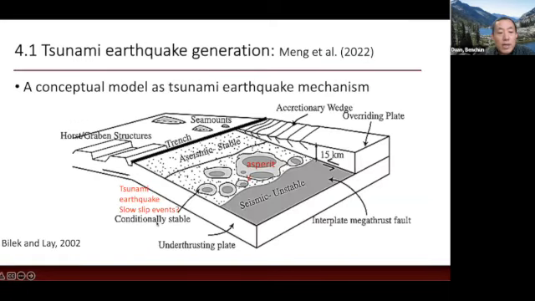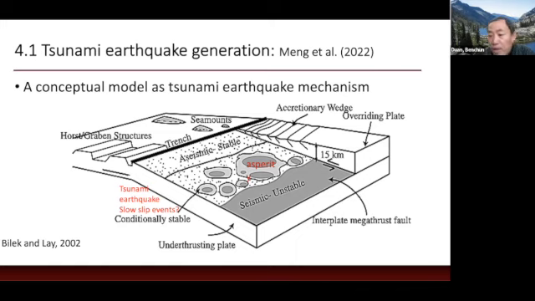We have two papers recently either published or in press. First of all, we look at tsunami earthquake generation. Many of us know this conceptual model, from observations and also from consideration of frictional properties on the subduction interface. This concept model proposes that the conditionally stable part of the subduction zone hosts tsunami earthquakes and also slow slip events. So we use this dynamic earthquake simulator to examine how this mechanism works, and what kind of friction really controls tsunami earthquake generation.